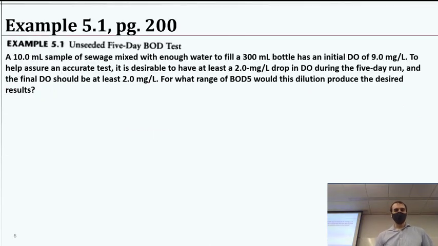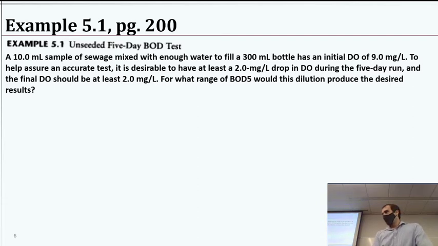Okay, so I've got a quick practice problem here. This is example 5.1 on page 200. We have a 10 milliliter sample of sewage mixed with enough water to fill a 300 milliliter bottle. So again, that's the total volume there. It has an initial dissolved oxygen value of 9.0 milligrams per liter. And the problem says, to help assure an accurate test, it is desirable to have at least a 2 milligrams per liter drop in DO during the 5-day run, and the DO final should be at least 2 milligrams per liter remaining at the end of the experiment. For what range of BOD5 would this dilution produce the desired results?